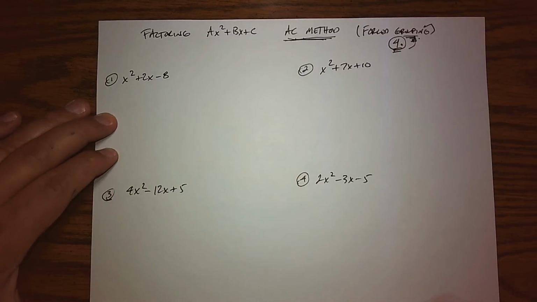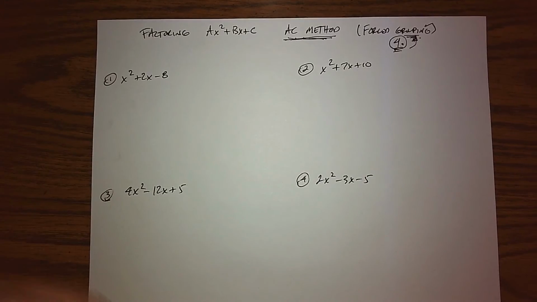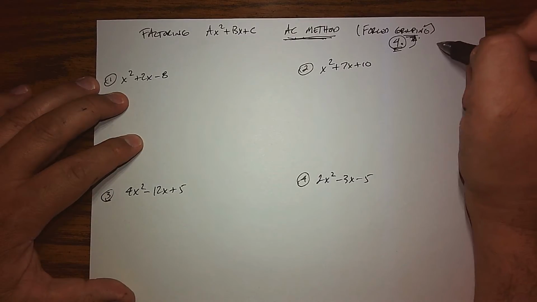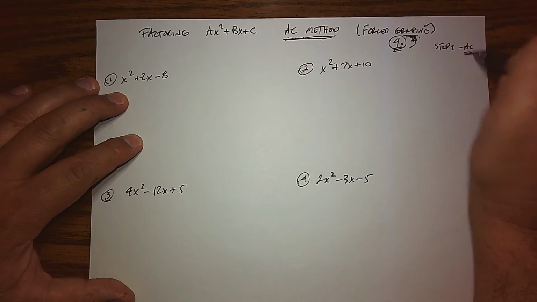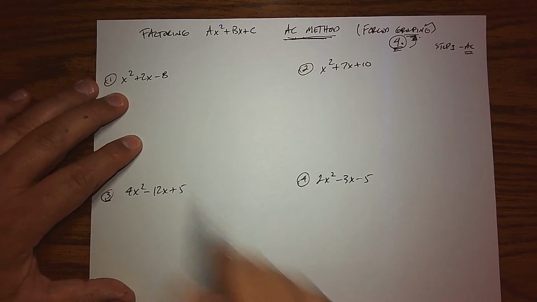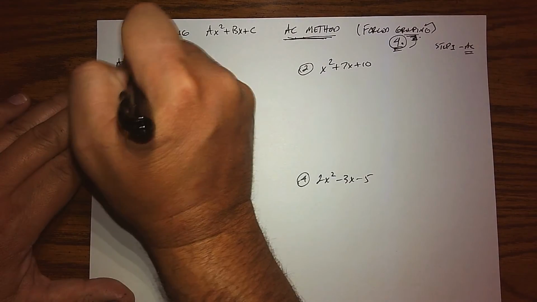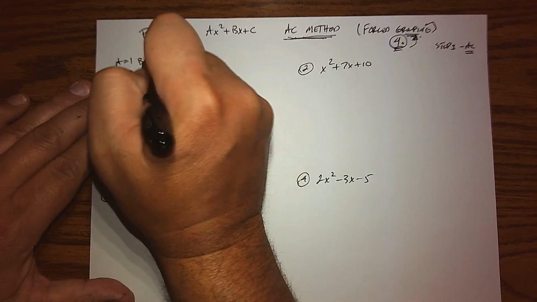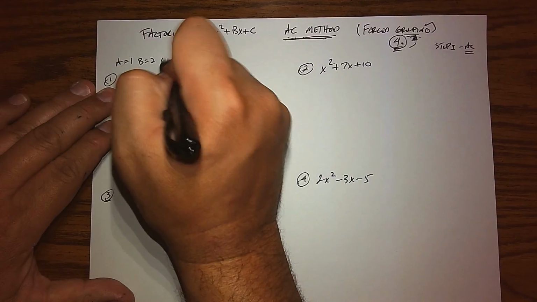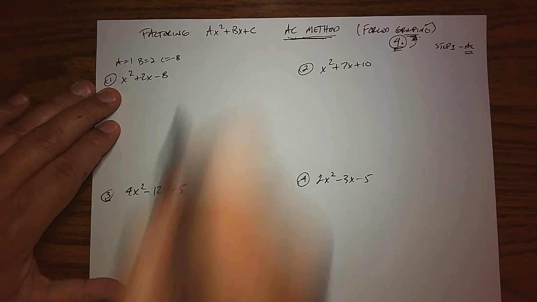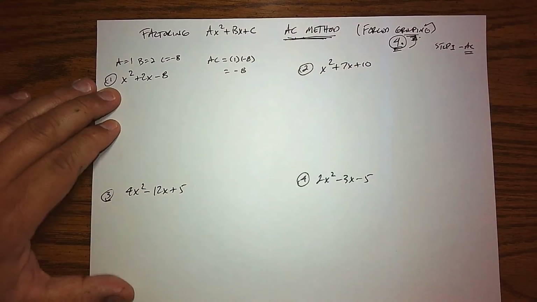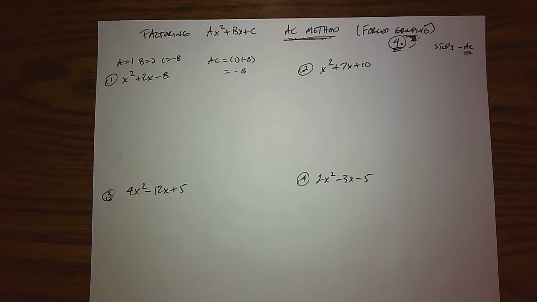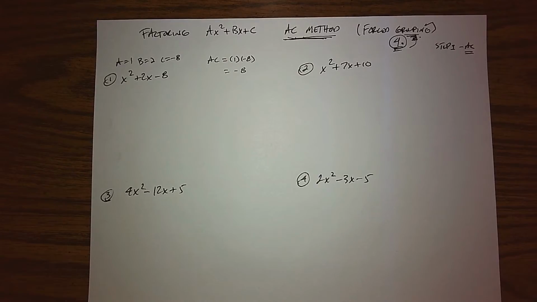So AC method. What's nice about this method is the steps are the same ones every single time. So how about I write them over here. Step 1, as the name suggests, is to figure out what A and C are. In this first problem, A is 1, B is 2, and C is negative 8. So what's AC? What's 1 times negative 8? We get negative 8. So that's the first step in the process: determine A times C.